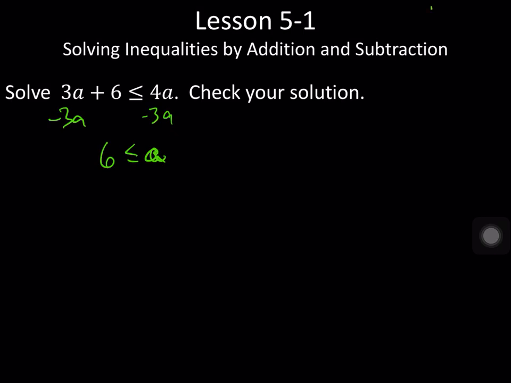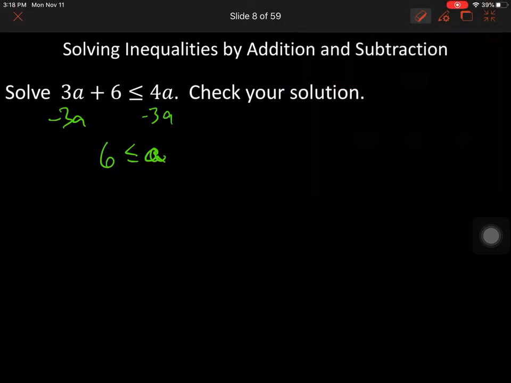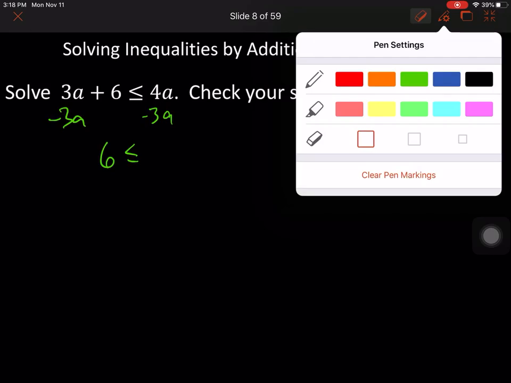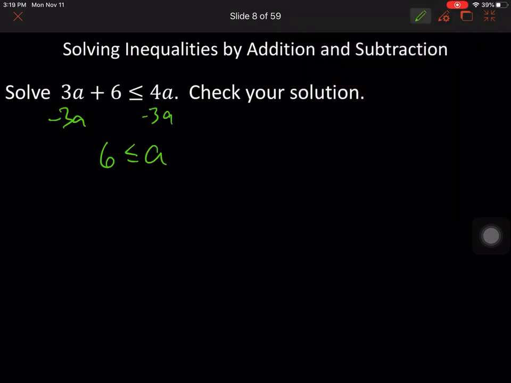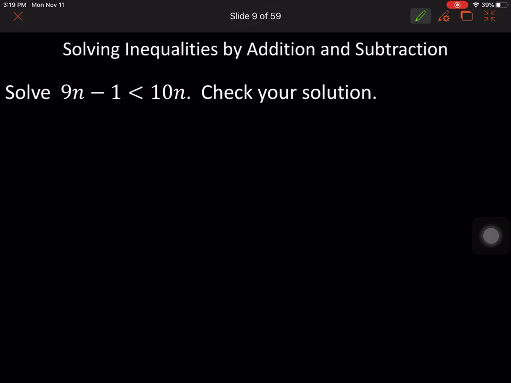Again, if I wanted to flip this around and write it the other way, the only catch is our inequality is pointing to the 6. And so when we flip it, it still has to be pointing toward the 6. 6 less than or equal to a still means that a is greater than or equal to 6. All right, you try one. Okay. Subtracting 9n from both sides, and we get, I'll read it the other way, negative 1 is less than n, which means n is greater than negative 1.